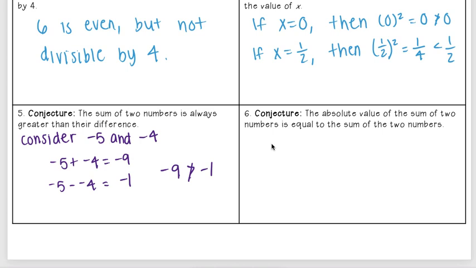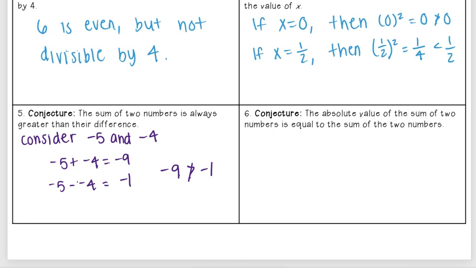So there were many counterexamples that you could have used here. Basically, you wanted to use something that involved negative numbers, so I use -5 and -4. If I take the sum of those, I get -9, but when I take the difference, I get -1, because when I subtract a negative, it really becomes a positive. And so the sum here is definitely not greater than the difference.